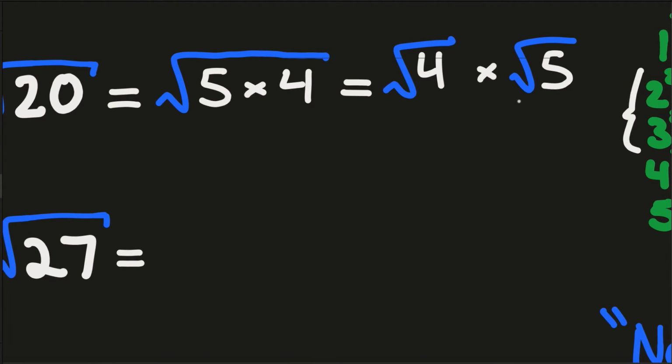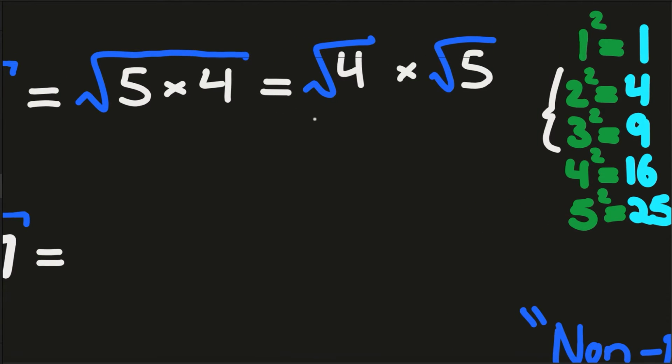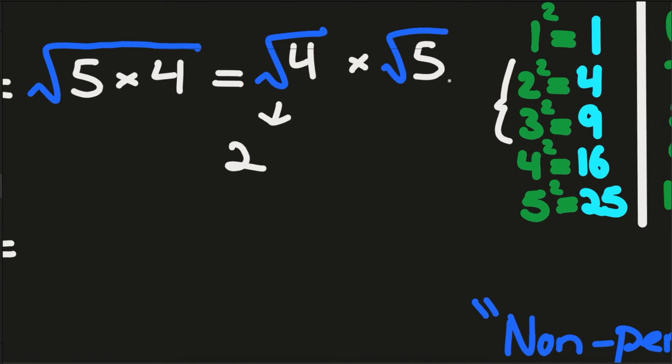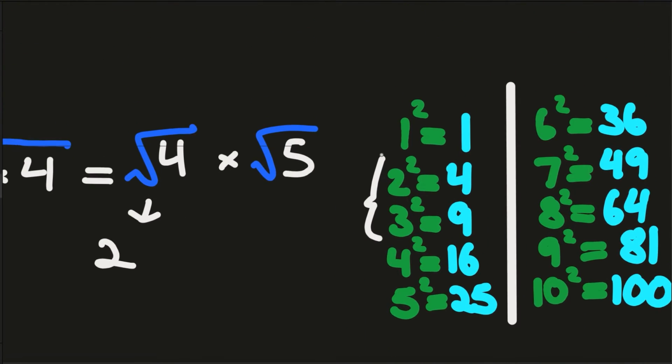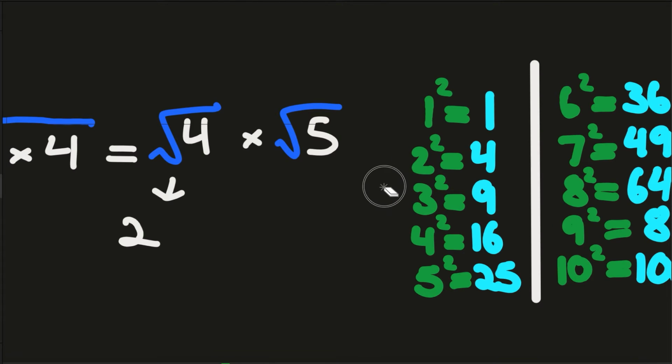The order here does not matter. We know that the square root of 4 is a perfect square, and its value is 2. We know that square root of 5 is a non-perfect square, and it would lie somewhere in between 2 and 3. In other words, we can't simplify it as it is. So our answer would be 2 times the square root of 5.